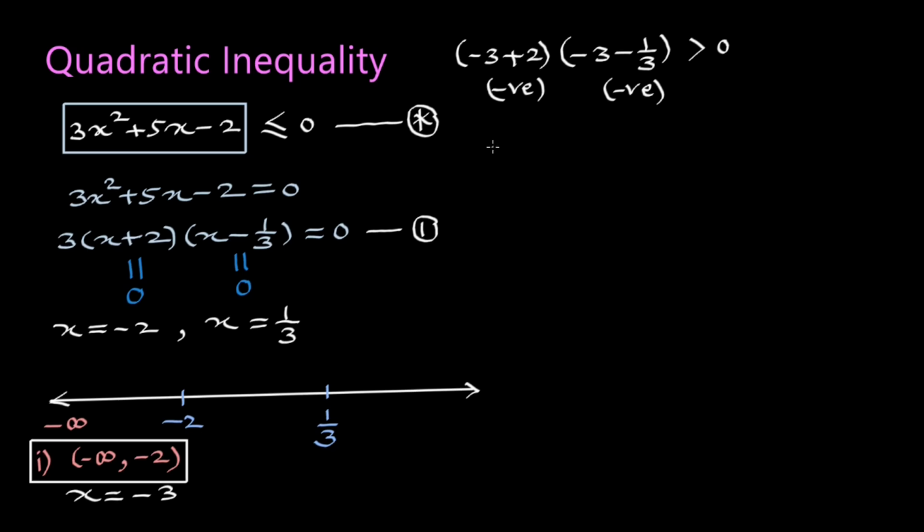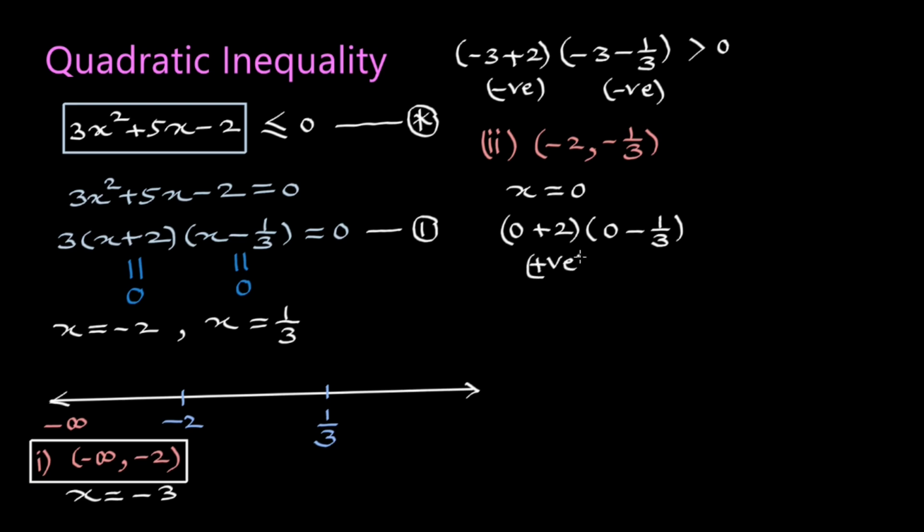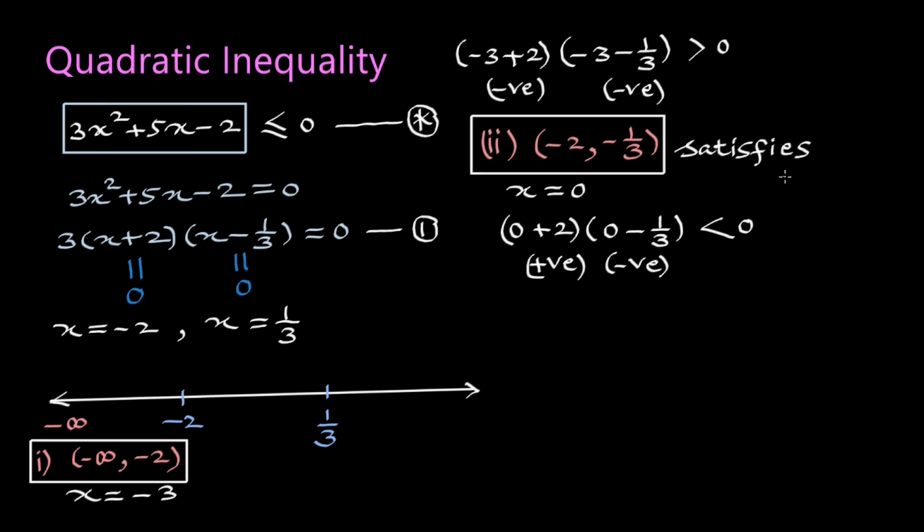Now we will consider the second interval minus 2 to 1 upon 3, and we will consider one sample point x equals 0 within this interval and substitute in equation 1. We get 0 plus 2 into 0 minus 1 upon 3, which is a product of a positive number and a negative number, giving us a negative number. So this second interval satisfies the given inequality star.